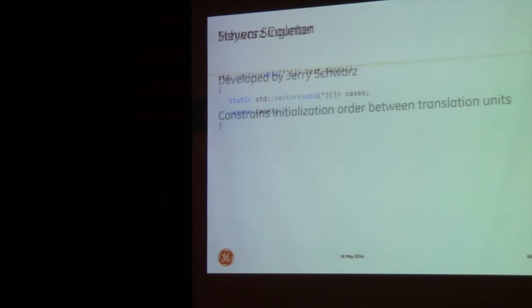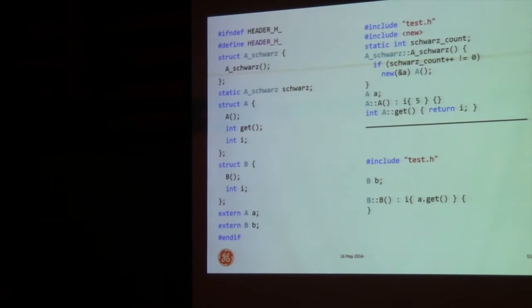The other pattern is a Schwartz counter. The gentleman who developed it was Jerry Schwartz. He was working on the IOStream library and was trying to figure out how to deal with this exact problem. So basically what it does is it constrains the initialization of a single variable between translation units. You could write a Schwartz counter to constrain multiple variables, but for our case, we're only going to use it to constrain one. This is the basic pattern.